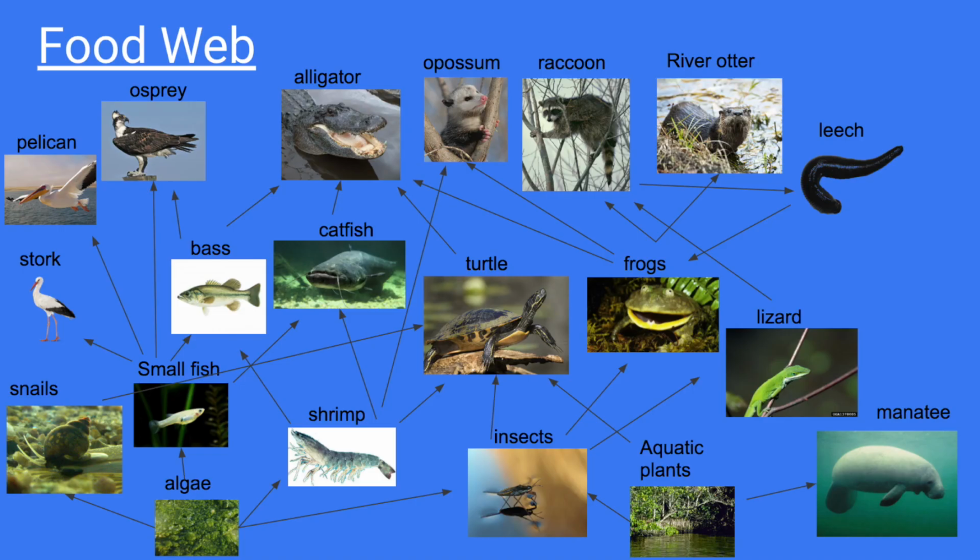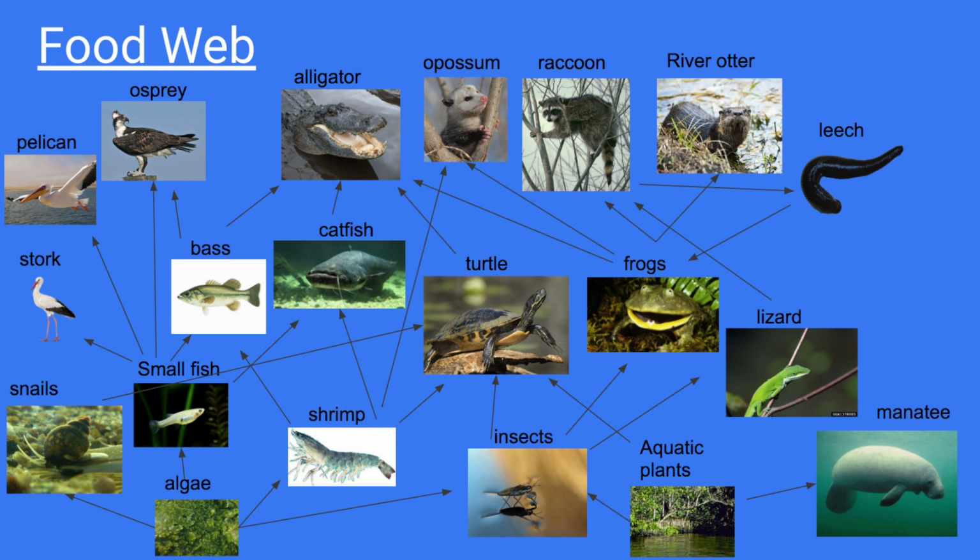Here we have an example of a sample food web for a wetland or estuary, and on it we have the increasing trophic level, starting with the autotrophs of the algae and various aquatic plants. And one path that energy takes in this food web is the algae is eaten by small fish, which are then eaten by larger fish, such as bass, which can then be eaten by pelicans or the osprey or other predatory birds.